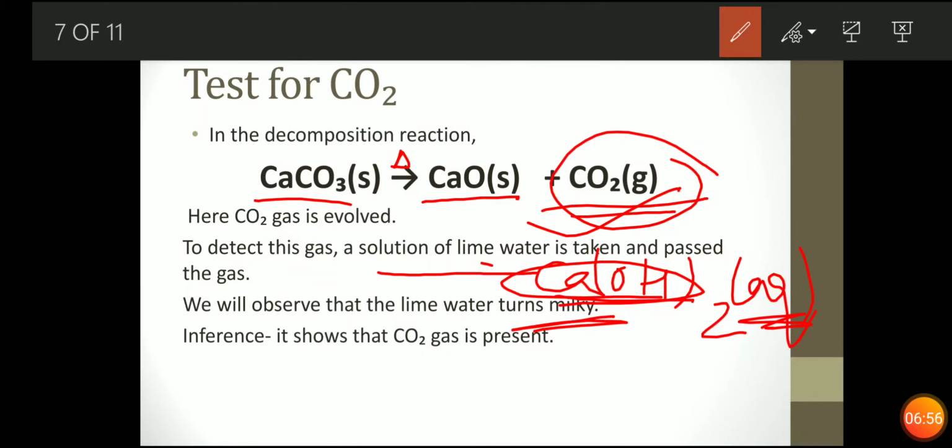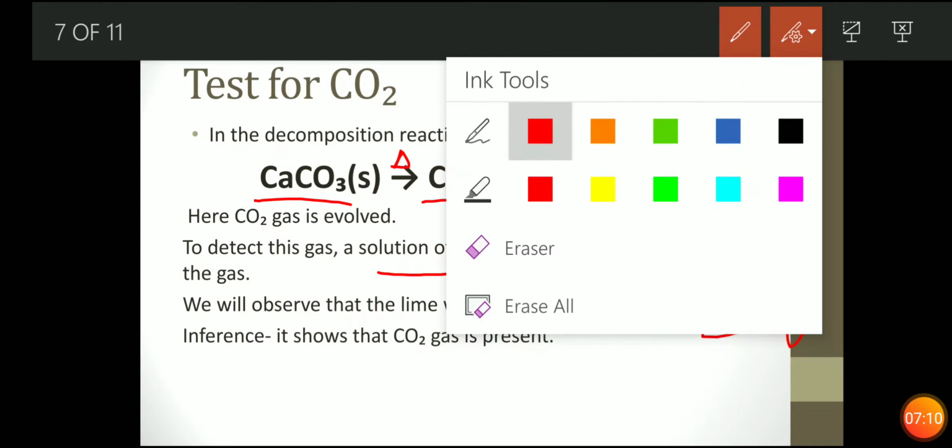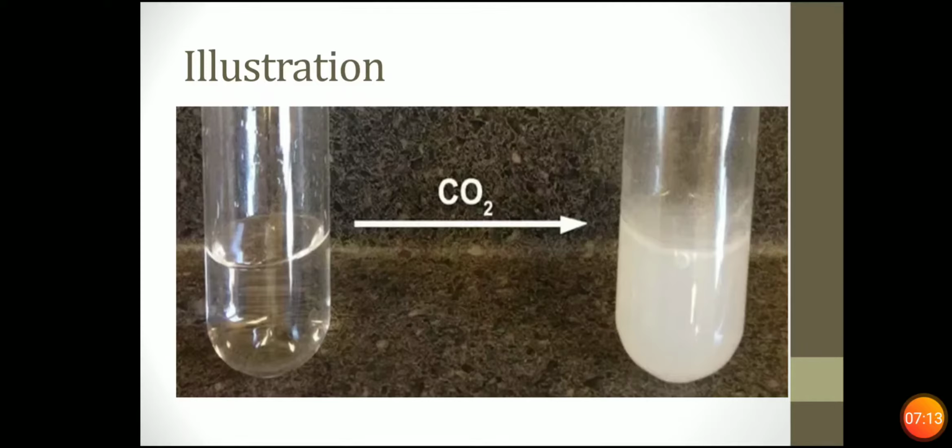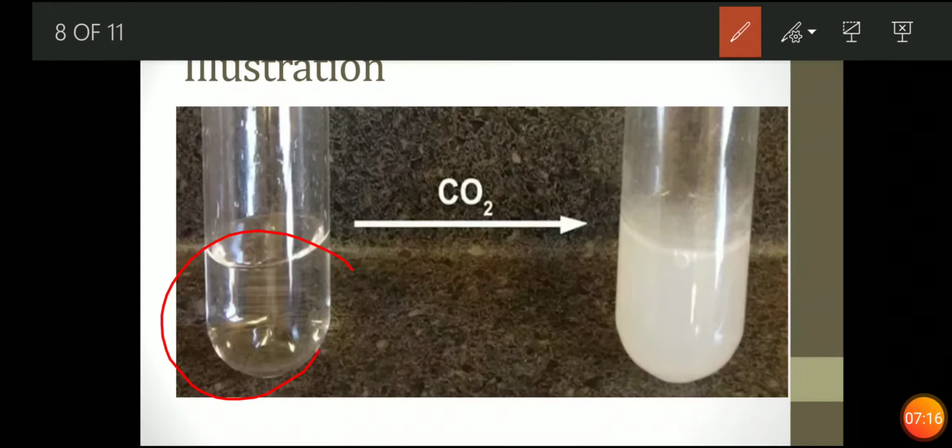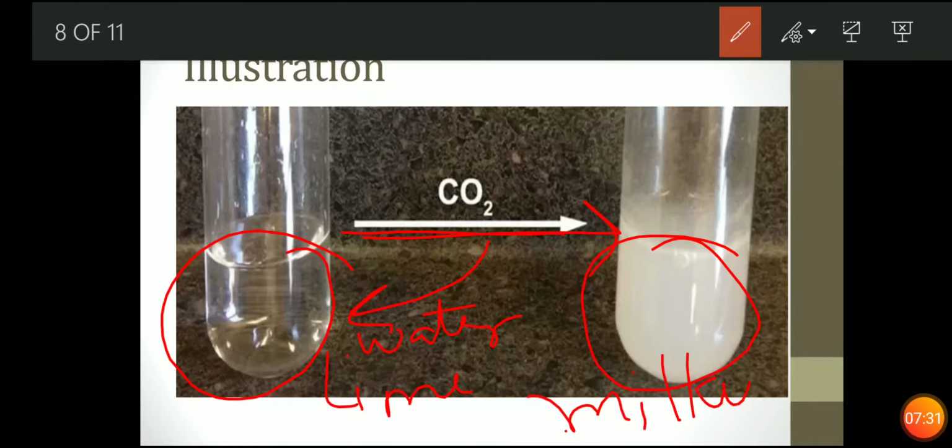Actually, the solution of lime water is transparent. So when we pass carbon dioxide gas through lime water, the lime water turns milky, which indicates that CO2 gas is present. Now see, it will look like this. This is your lime water. When you pass CO2 gas to this lime water, it will convert into this milky appearance. This milky appearance shows that CO2 gas is present. Now for this we have a video.